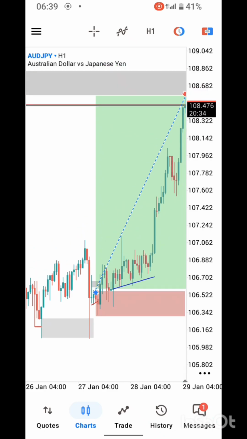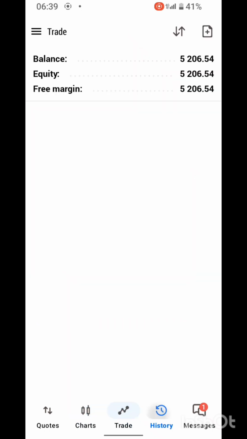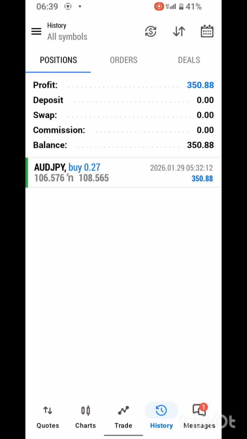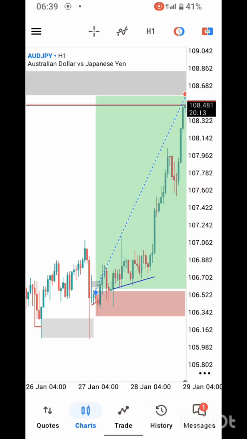Finally, as you can see, the AUD JPY trade I've been holding for almost 3 days now has finally hit TP, and I'm out. Today you can see how much I've made. I've made $350. As you all know, I was risking $48. Let me just assume it's $50. So this trade has given me $350. That's a 1:7 trade. I'm very glad for this. This is nice.